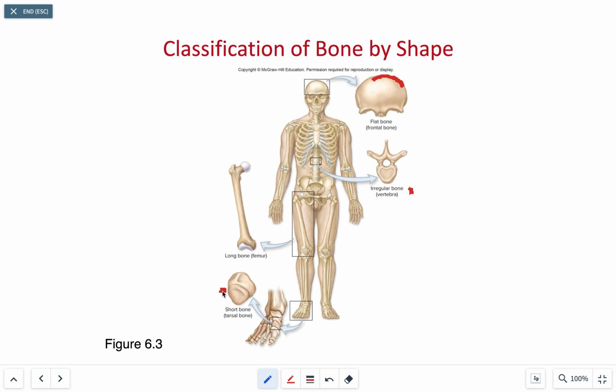A good example are the tarsal bones, or the bones of the wrist, the carpal bones. These are all considered to be short bones. And then the last one is the sesamoid bone, which is, I'll just circle it here, like the patella. You also have one at the base of your thumb, and you also have one at the base of your big toe.